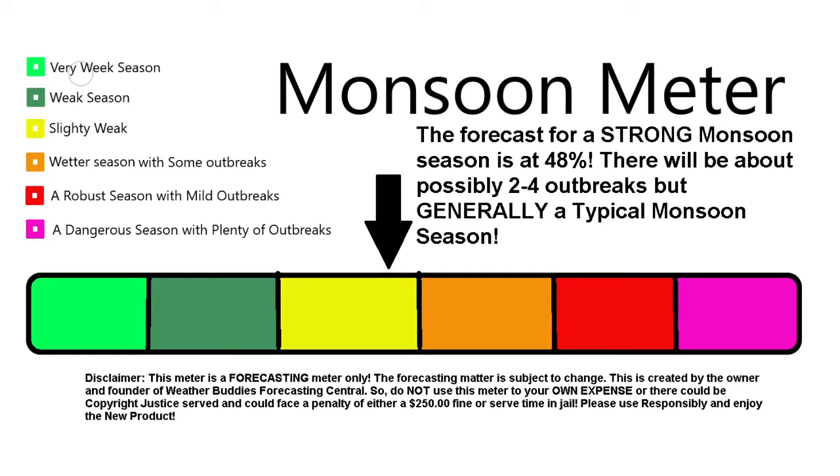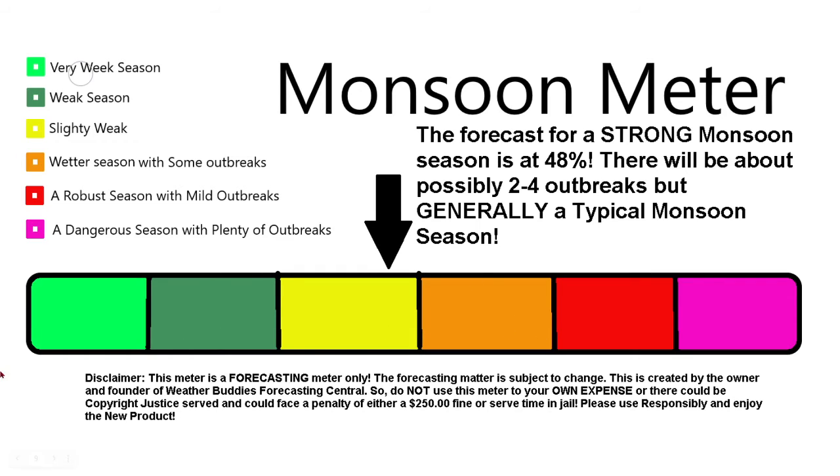The forecast for a strong monsoon this year is at 48%. There will possibly be 1 to 3, or 2 to 4 outbreaks, but generally a typical monsoon season. See where this arrow is pointing? It's pointing at a slightly weak monsoon season this year, but if you look at it, it's almost right in the middle there, and that's because of the way this meter is made. I will also quickly mention that this monsoon meter will be given out more often to you guys.